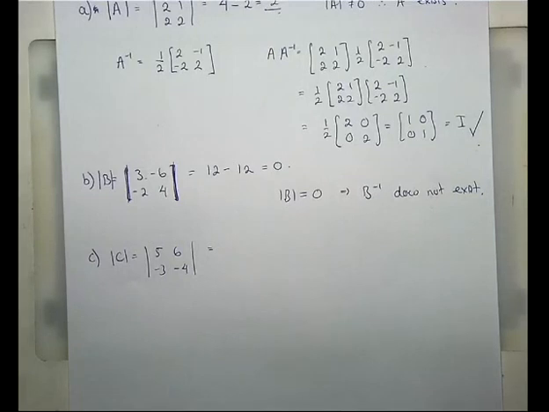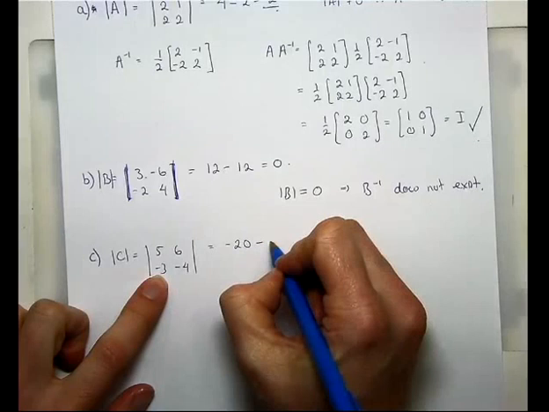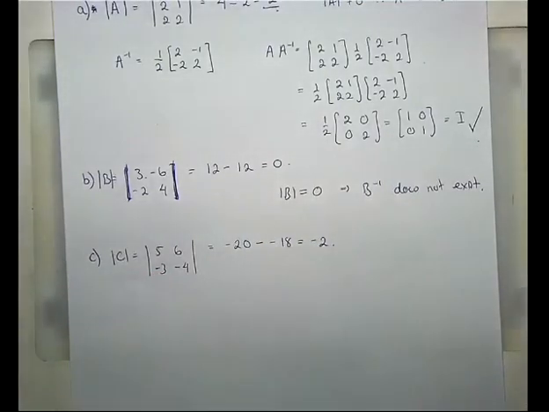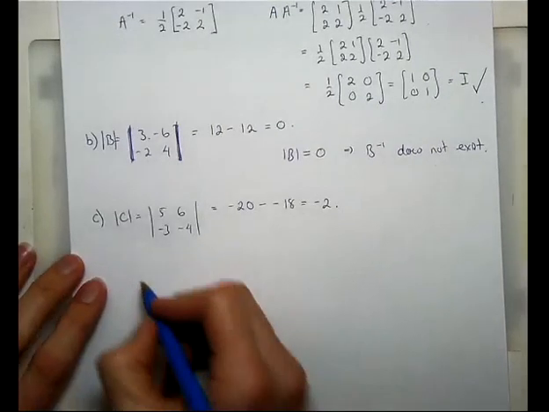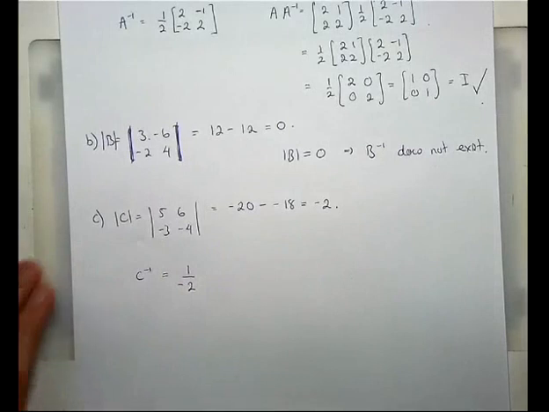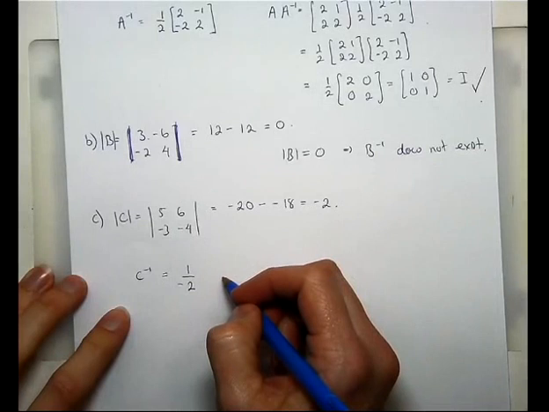-2. This one gives us -20 minus -18. Okay, let's find the inverse. You want 1 over the determinant. So that's -1/2.